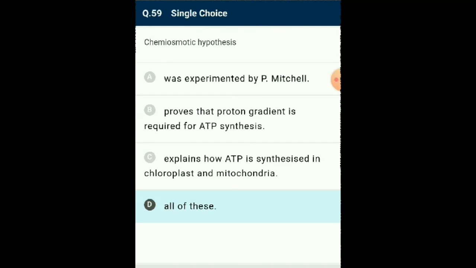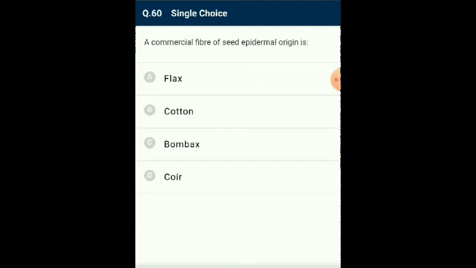All of the above are related to the chemiosmotic hypothesis. Question number 60. A commercial fiber of seed epidermal origin is. Cotton is a soft fiber which grows in a protective capsule around the seeds of the cotton plant of genus Gossypium. The fiber is almost pure cellulose. Under natural conditions, it increases the dispersion of seeds, and the fibers of cotton are long, single-celled epidermal cells. So the answer is option B, cotton.